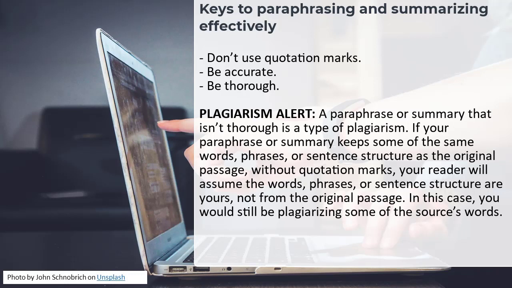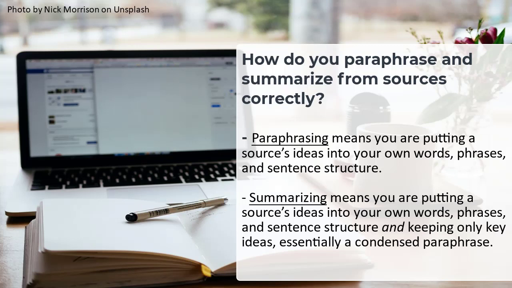Be accurate. Because you are using your own style to communicate the ideas of a source, accuracy in paraphrasing and summarizing means that you must communicate the same meaning as the original passage. In other words, you must not change the meaning when you change the words, phrases, and sentence structure.